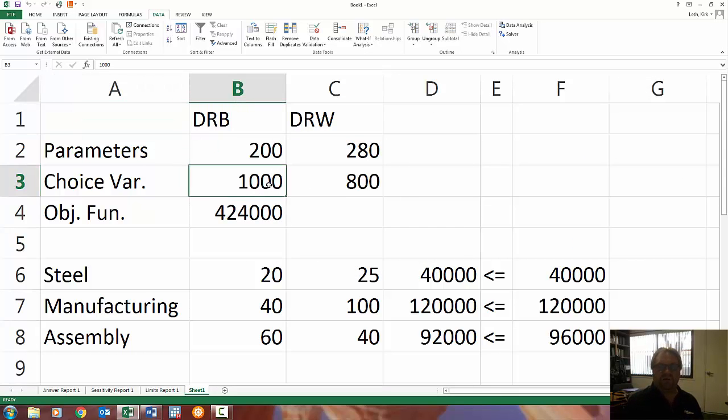So we want to produce 1,000 DRB roll bars, 800 DRW roll bars, and by doing that we'll have a profit of $424,000. Okay, so that was A. So another supplier offered to provide Deegan Industries with an additional 500 pounds of steel alloy at $2 per pound. Should Deegan purchase the additional pounds of steel alloy?